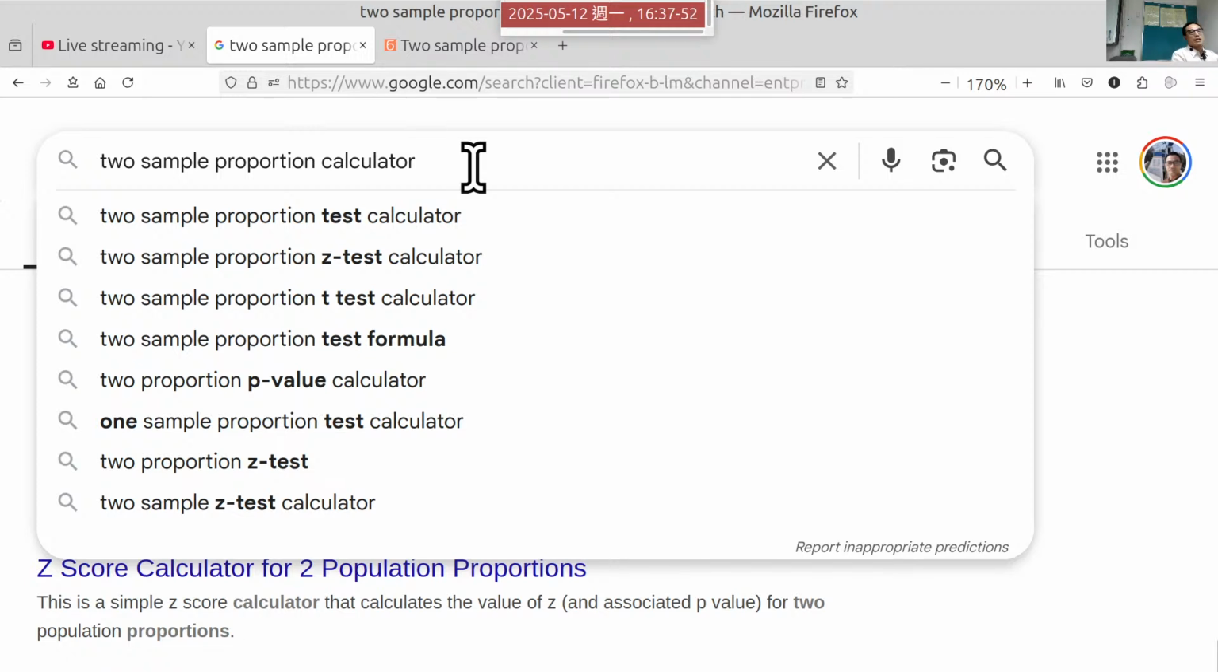And I checked the accuracy and correction. Most of them are okay. And now let's check here.